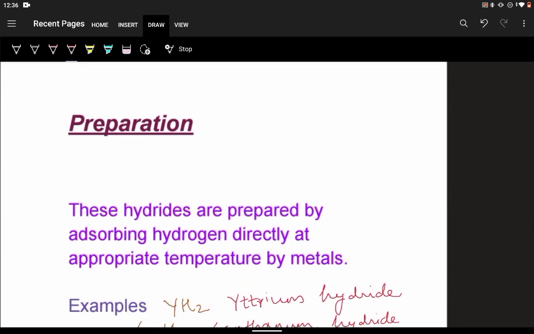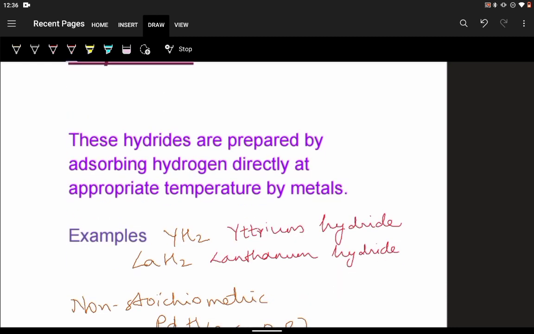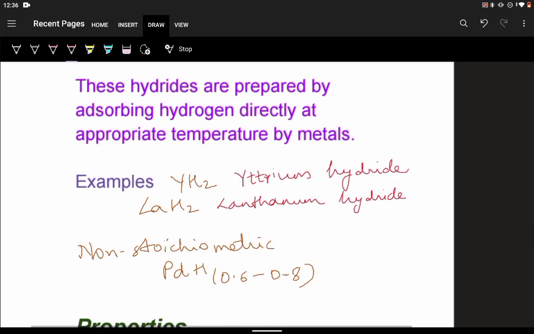If we see the preparation, these hydrides can be prepared by adsorbing hydrogen on the surface directly at appropriate temperatures by the respective metals. Some of the examples are YH2, that is yttrium hydride, and LaH2, lanthanum hydride. There are also some non-stoichiometric examples, PdH 0.6 to 0.8. So here we find that this is not an integer, so it is non-stoichiometric.